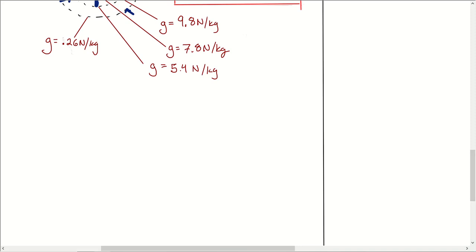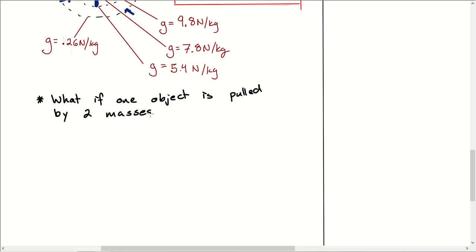It's pretty cool. However, I want us to think about one little thing, and I'm going to give you guys a moment to talk it out with one another. I want to think, what if there's more than just two objects? What if one object is pulled by two masses? Now, there are a bunch of different ways that we could set this up. I'm going to set it up the nicest possible way.